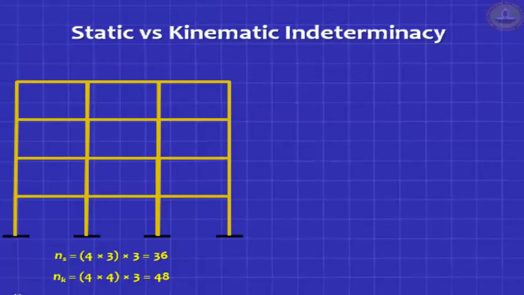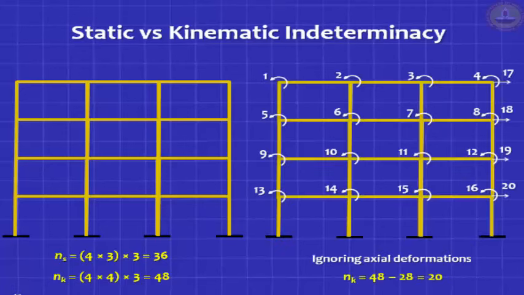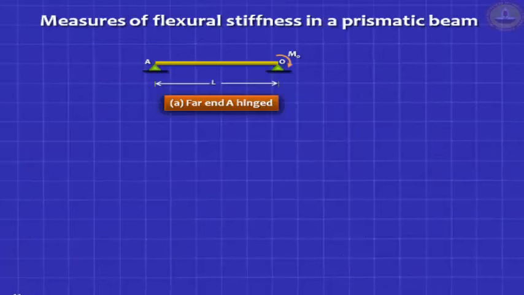Now let's invoke this idealization of axial rigidity. If we invoke axial rigidity, that is, we ignore axial deformations, then you find that at every joint you have a rotation, and at every floor you have only one translation. And so you'll find that the degree of kinematic indeterminacy now reduces to 20. That's a huge reduction. And here you'll find that the stiffness methods, the displacement methods, will score over the force methods. The next topic is some idea about flexural stiffness.